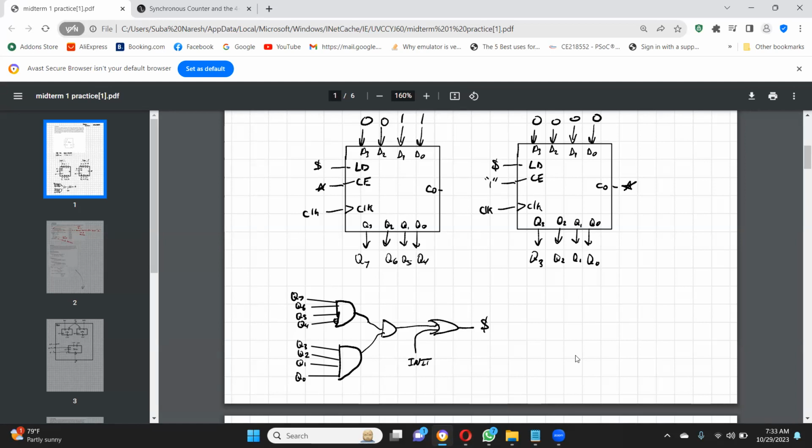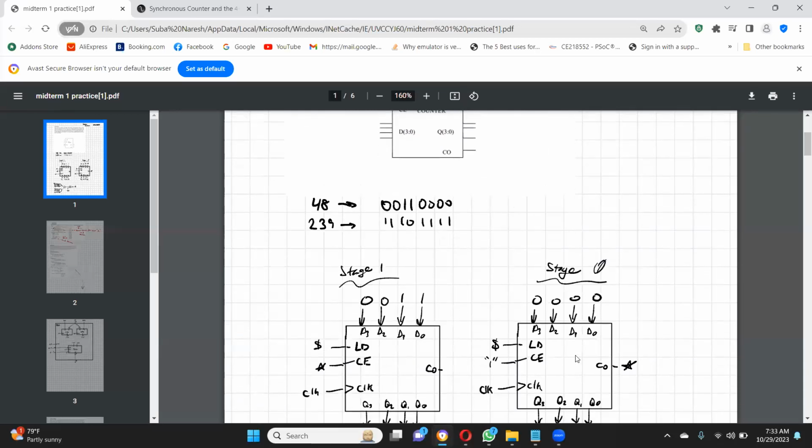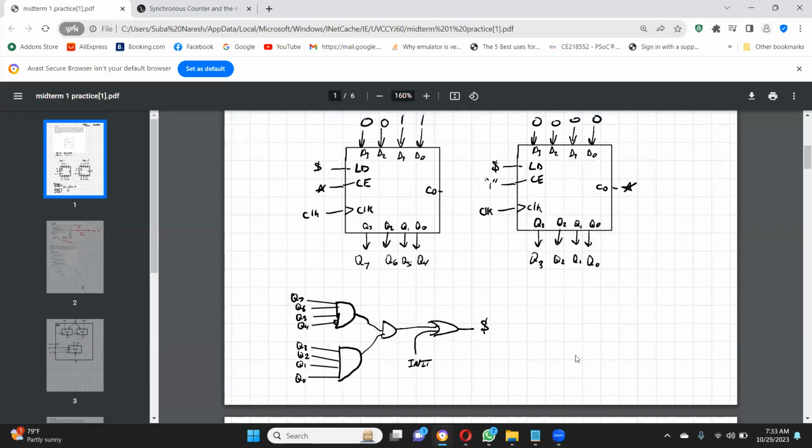Okay, so when it starts counting, it becomes 0000, and that comes at the outputs Q3, Q2, Q1, Q0, and that goes into the AND gate. What about Q4, Q5, Q6, and Q7? That also goes to the AND gate, right? And the output will be according to it. For example, if it is 48 only, it will be active high. The two AND gates are designed to detect only 48. There are two AND gates, right?